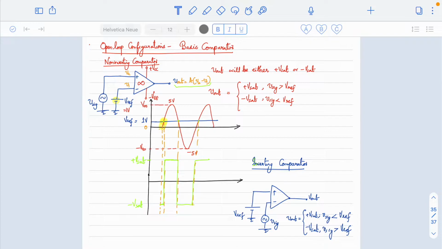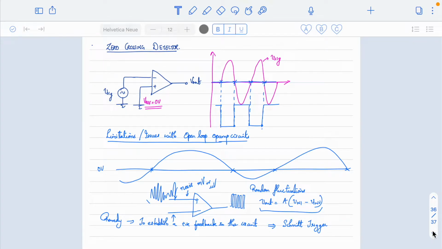In the last class, we were discussing open loop configurations of op amp. There we discussed the basic comparator, inverting and non-inverting comparator, and after looking at a zero crossing detector, we also identified that there are some limitations, some issues with open loop op amp circuits.